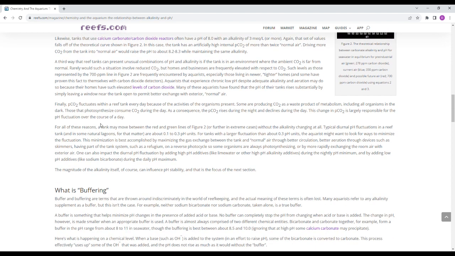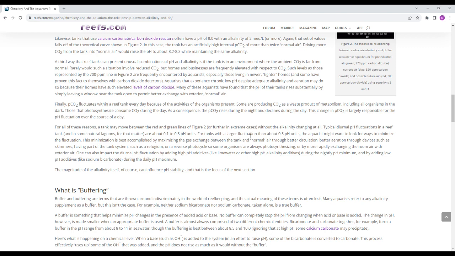For all these reasons, a tank may move between the red and green lines of figure 2, or further in extreme cases, without the alkalinity changing at all. Typical diurnal pH fluctuations in a reef tank, and in some natural lagoons for that matter, are about 0.1 to 0.3 pH units.